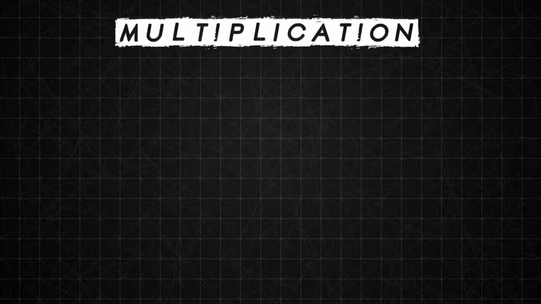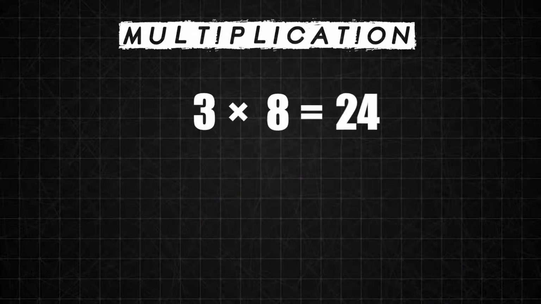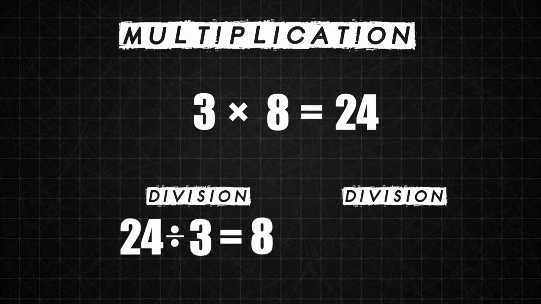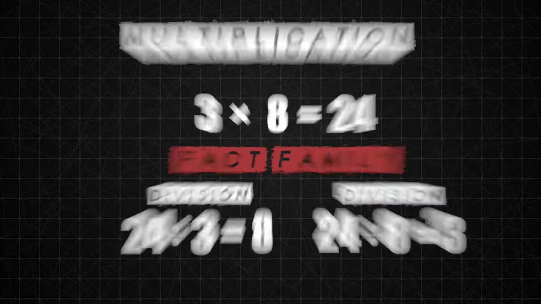Likewise, with multiplication, if you memorize the fact 3 times 8 is equal to 24, then you will also know 2 different division facts. You'll know that 24 divided by 3 is 8, and that 24 divided by 8 is 3. This is another fact family.